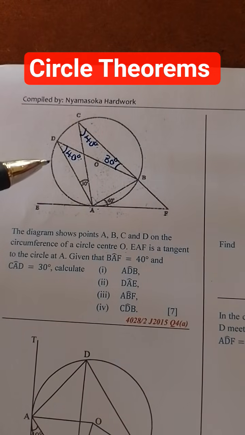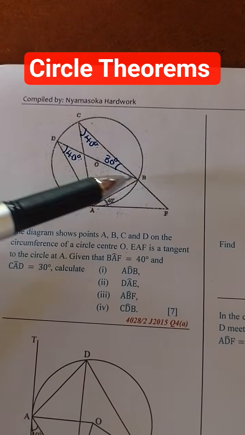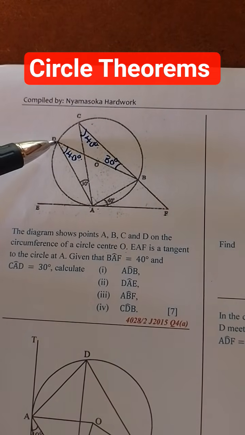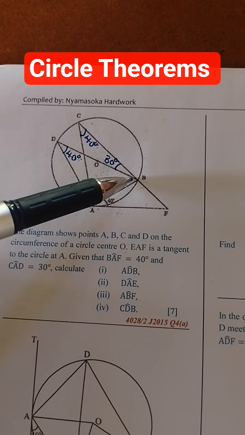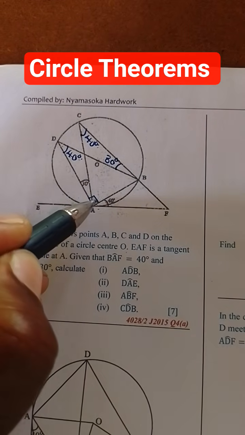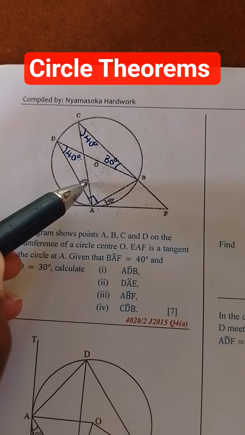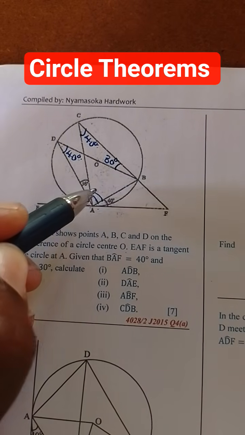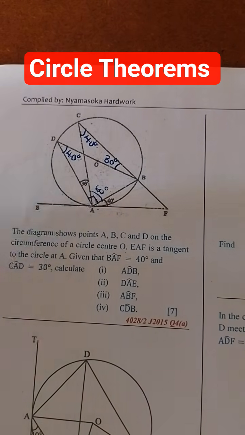Then we have this diameter. Right, angles subtended by the diameter are of size 90 degrees. So this whole angle is 90 degrees. So 90 minus 30, we are going to get this is 60 degrees.